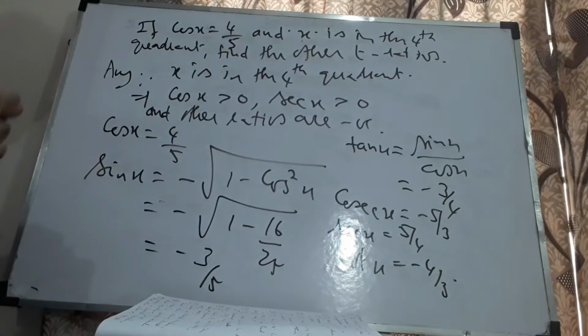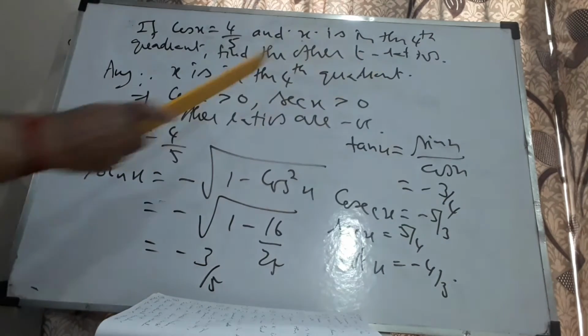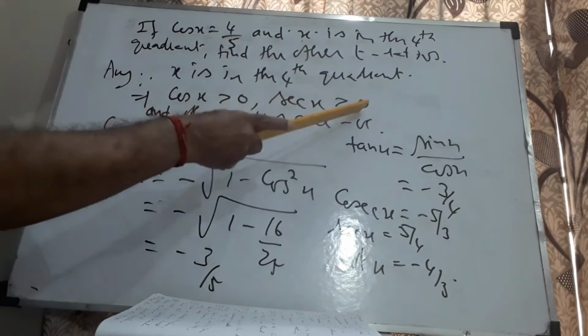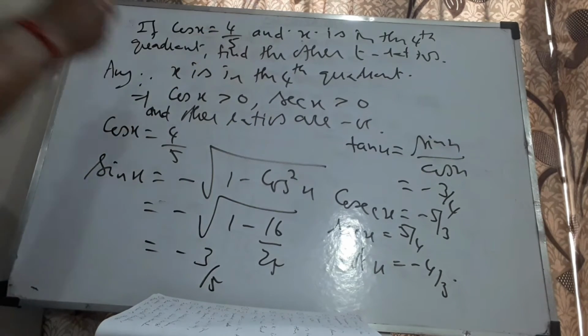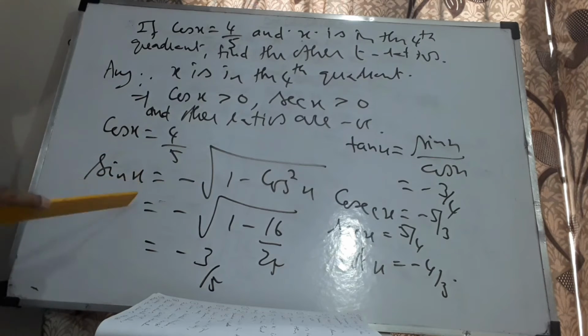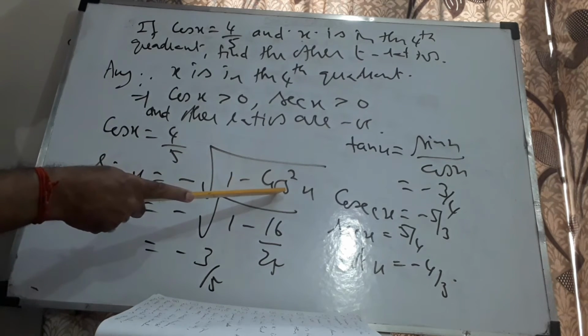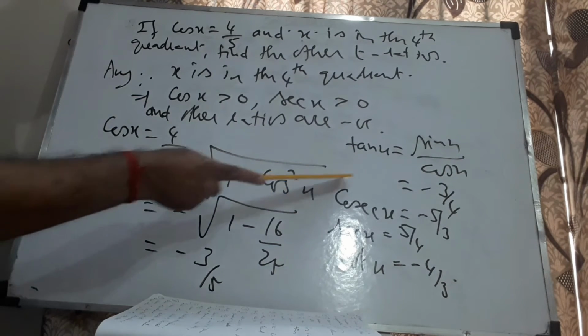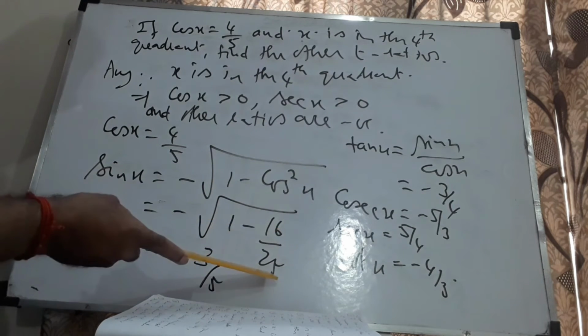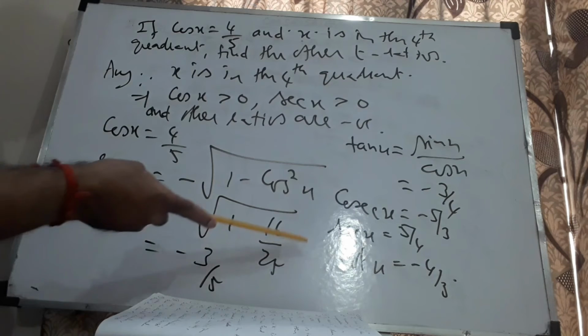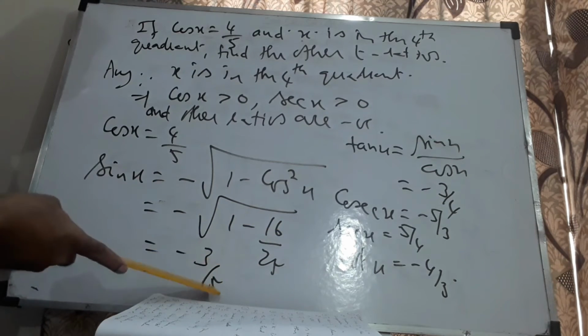Let me just repeat once again. x is in the fourth quadrant, so cos x is positive, secant x is positive, and the other trigonometric ratios are negative. Now cos x is 4 by 5, given in the question itself. Sin x is minus root of 1 minus cos square x, because sin x is negative; you can supply the reason by the side if you want. Then of course minus root of 1 minus 16 by 25, which, taking LCM, root 9 is 3, minus 3 by 5.